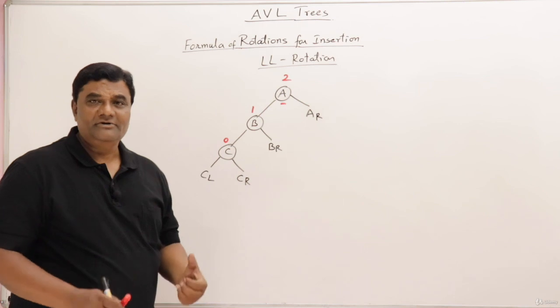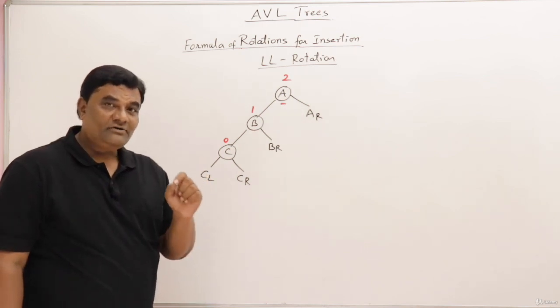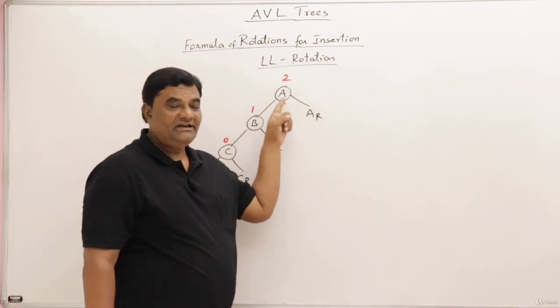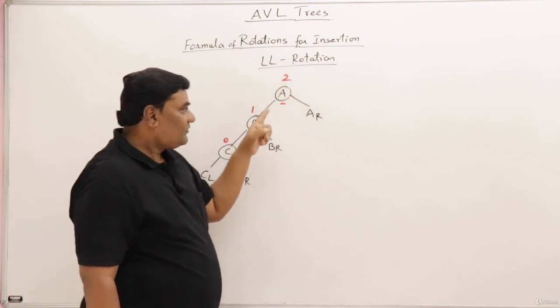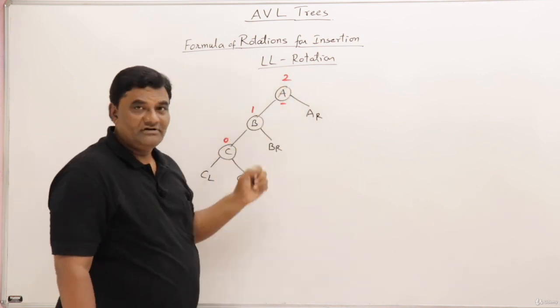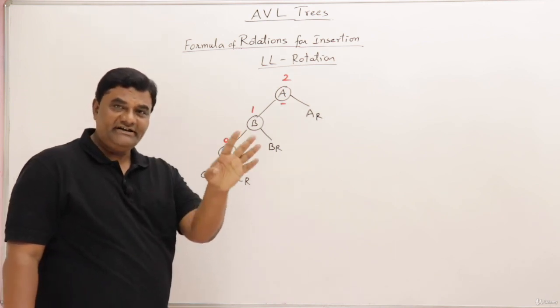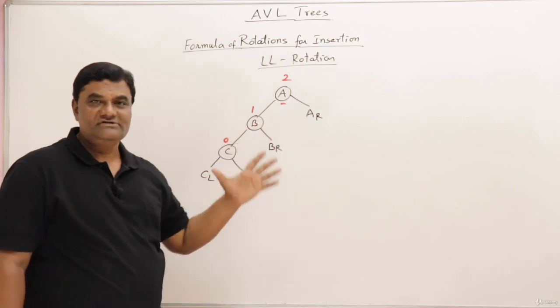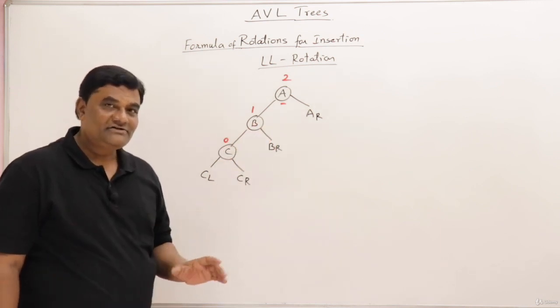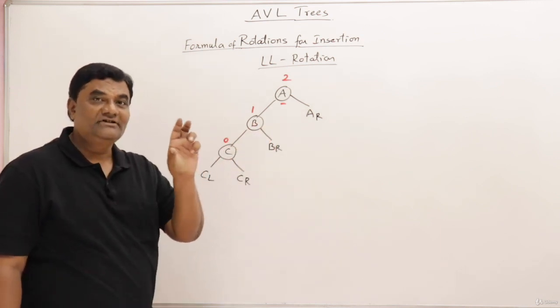So where are you performing rotation? We are performing rotation upon this node which became imbalanced because the balance factor is 2. Rotation is performed over this node. So we are talking about only 3 nodes, but maybe thousands of nodes are there in a tree. Imagine a lot of nodes are there in a tree. Alright. So now take it as a formula only with 3 nodes.